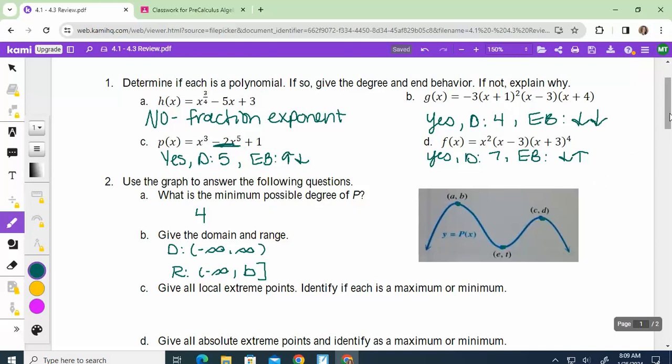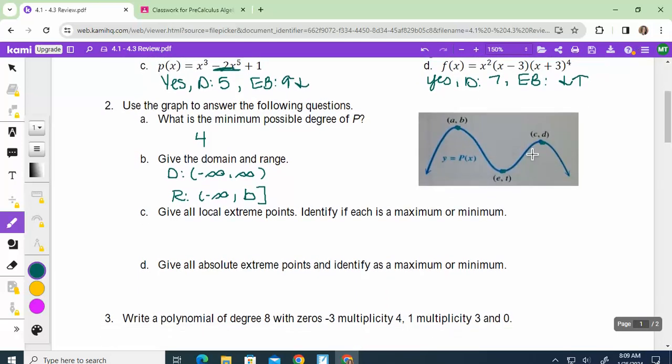Okay, if I ask for extreme points, what am I asking for? So tell me all those points. A, B, E, F. And since it's local, it doesn't have to be the highest or lowest on the entire graph, just higher or lower than the surrounding points. So I think C, D. Okay. So is AB a local max or a local min? Max. EF is a min, and CD is a max.